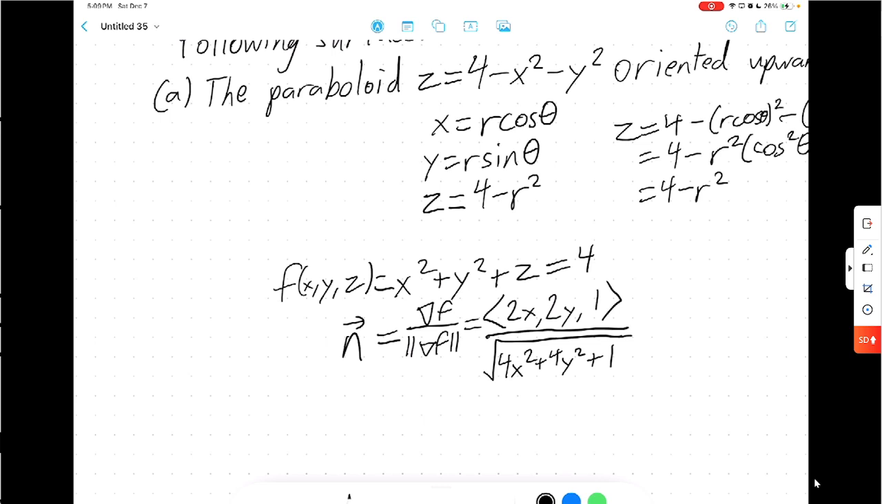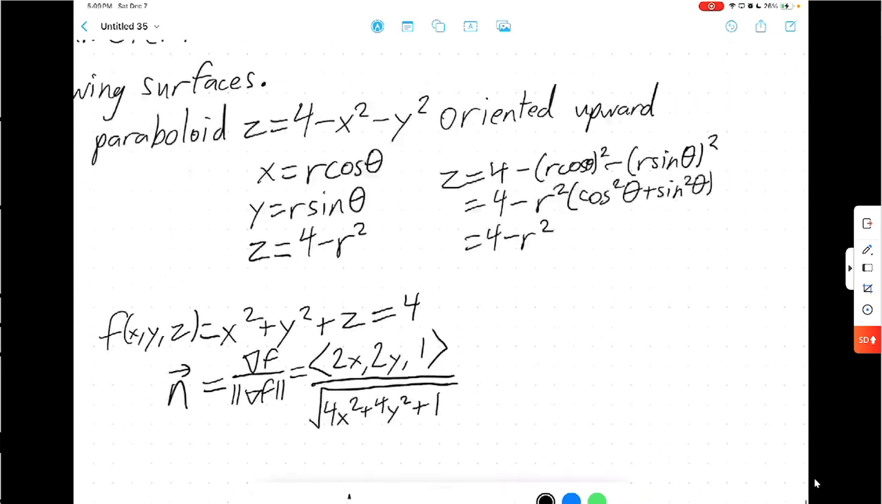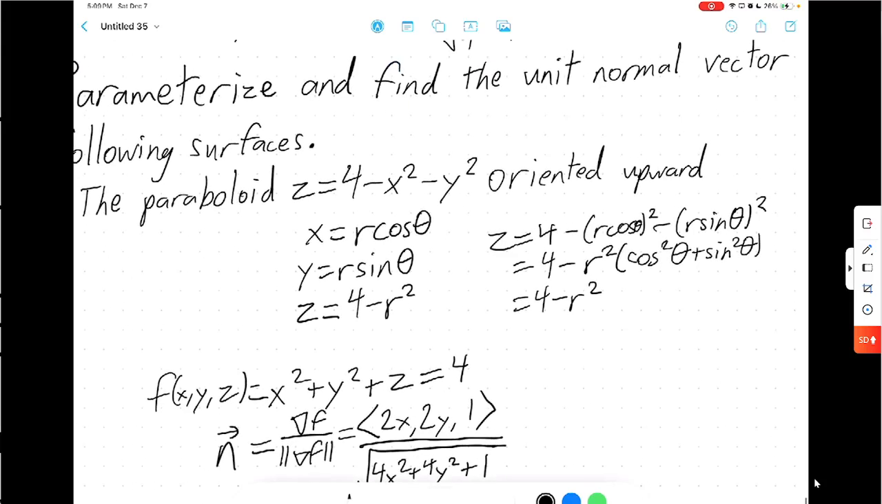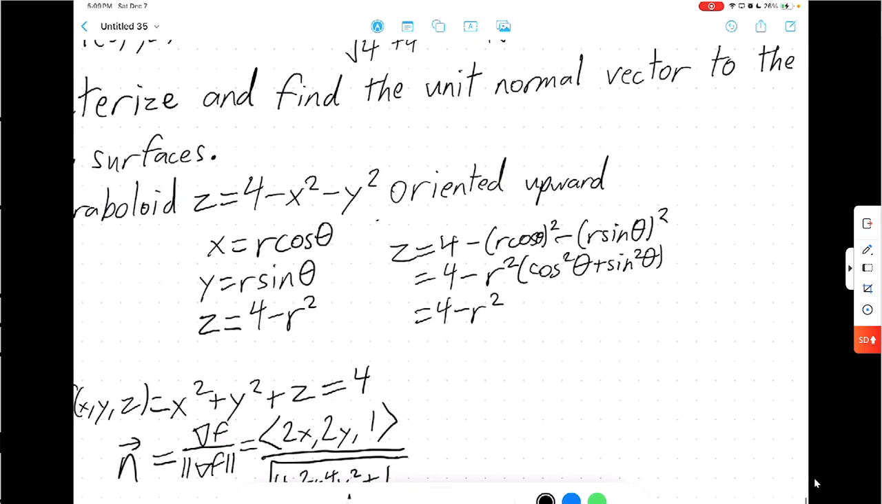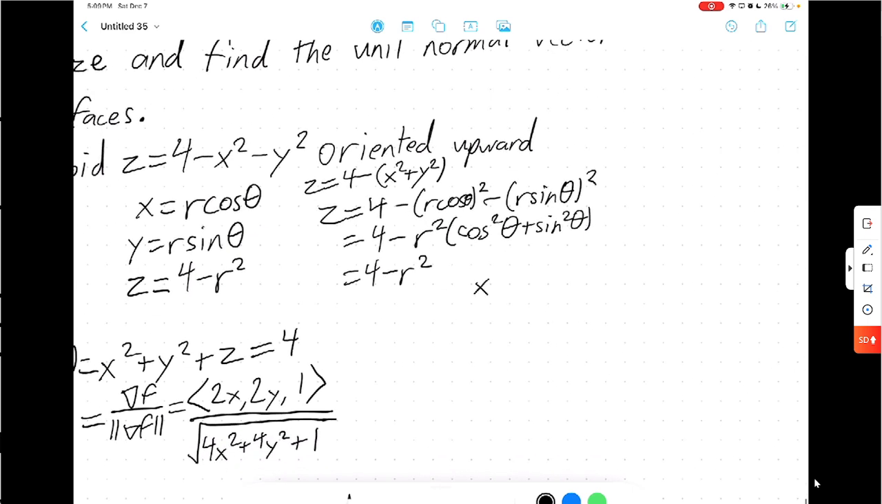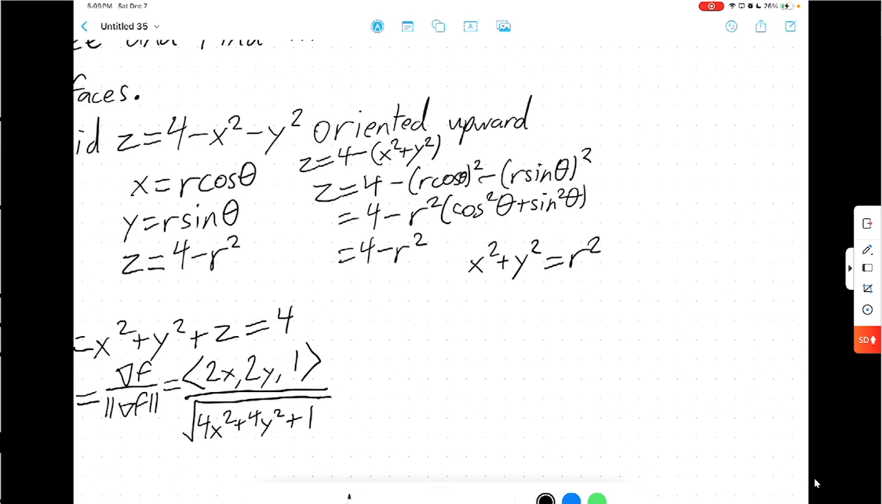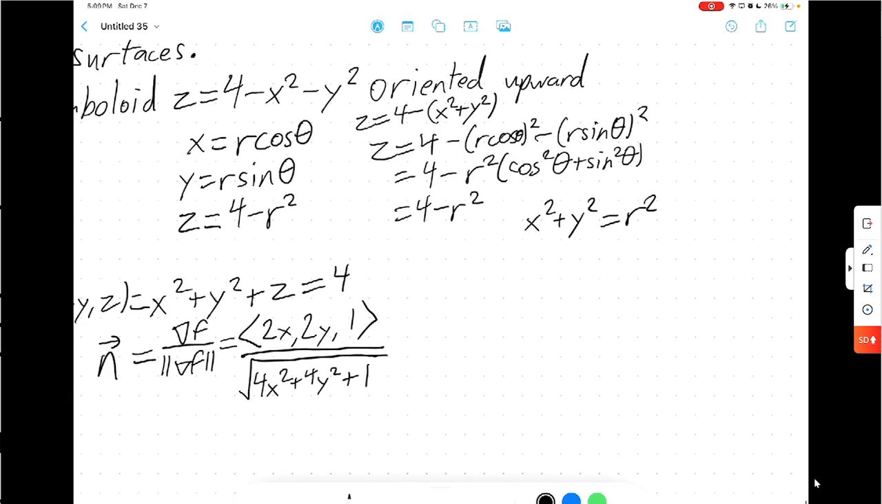So what exactly did you do here? Okay, so basically the idea for the first part is the parameterization. To parameterize this surface, I see an x squared and a y squared, so I can write z equals 4 minus, in parentheses, x squared plus y squared. If I just make this r squared, I could have z equals 4 minus r squared, and then essentially borrow from cylindrical or polar to get the other parameterizations.